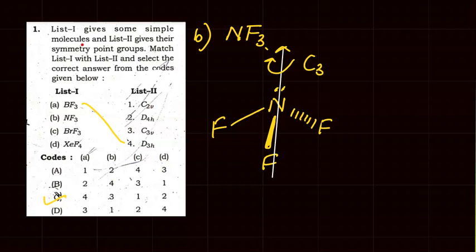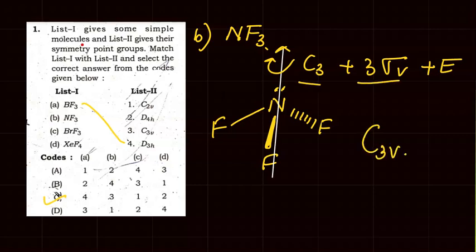And along with that, if we pass a plane parallel to this C3 principal axis of symmetry, then we will also get the same molecule. That means along with the C3 principal axis of symmetry, we have three sigma v planes. And we know that all molecules have the identity element. Okay? So here the point group will be C3v. So for NF3, in list 2 option 2 is C3v. NF3 is C3v.